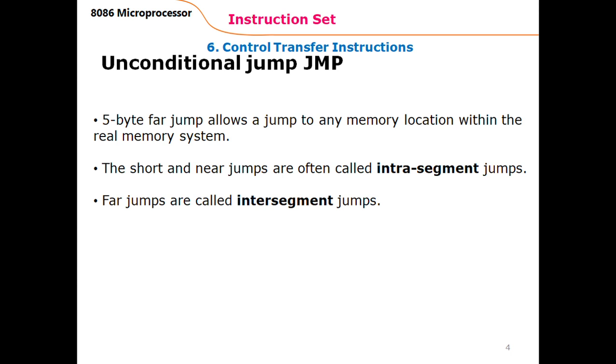There is a 5-byte far jump as well that allows a jump to any memory location within the real memory system. So the short and near jumps are often called intra-segment because these jumps always cause the flow of control within the same segment, while the far jump, which is a 5-byte jump, allows a jump from one segment to the other. And that's why far jumps are also called inter-segment jumps, because this jump is happening between the two segments.